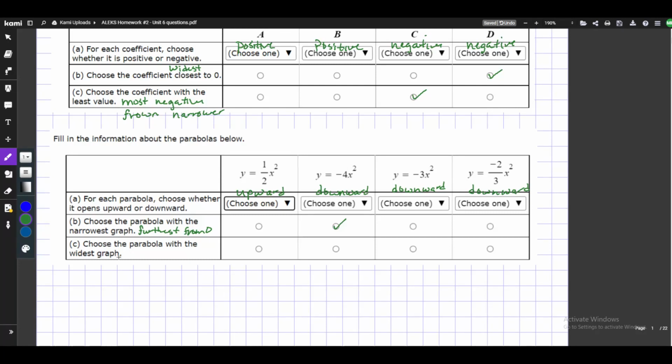Choose the graph with the widest. I want the number closest to 0, meaning I want the absolute value of that coefficient to be as small as possible, so the smallest fraction. If I'm looking at the fractions, I have a half and 2/3. It's actually a negative 2/3, but thinking of the absolute value, 2/3 is actually further away than 1/2 would be. So this would be my widest graph.